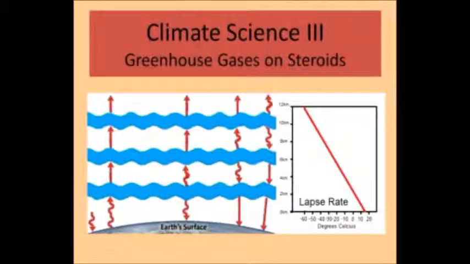Climate Science 3. This episode, the lapse rate, or greenhouse gases on steroids. The lapse rate is the gradient of the fall in temperature with altitude. Modelling the lapse rate means constructing a multi-layered greenhouse gas model. The temperature of the upper layer being less than that of the lower layers.